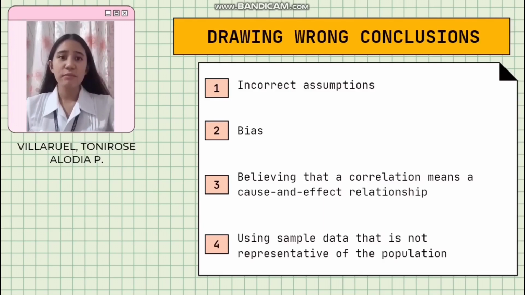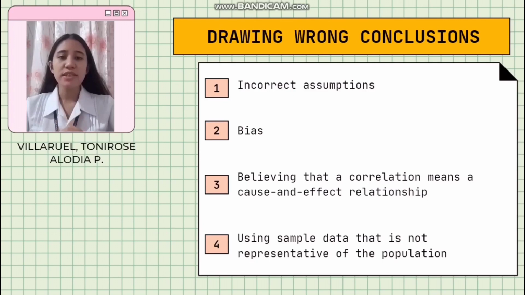Next is introducing bias into your data and its analysis. When we are analyzing data, we ought to be objective so that we can analyze data more accurately. Next is believing that a correlation means a cause and effect relationship. Two things that change together at a constant rate does not always mean that one causes the other.